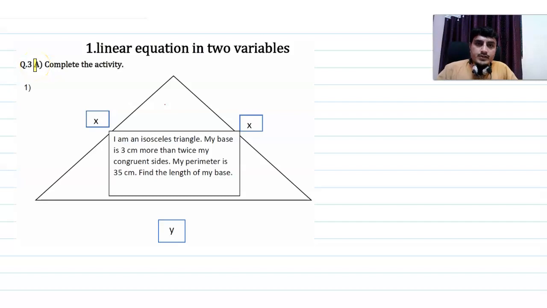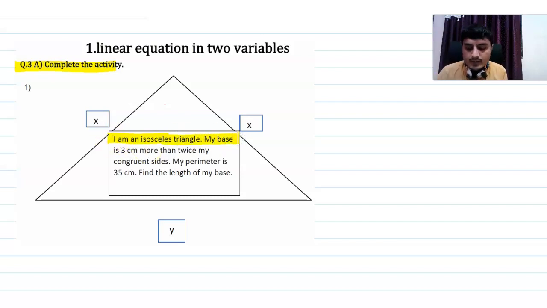In this lecture we are going to discuss question number 3A and question number 3B provided by Maharashtra State Board in the question bank. Look at question number 3A, complete the activity. We have been given an activity: I am an isosceles triangle.